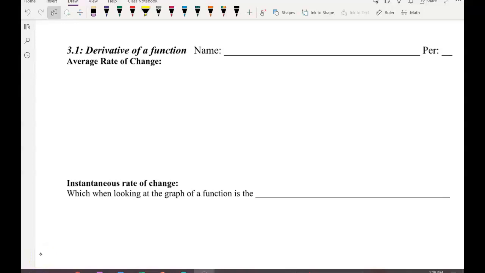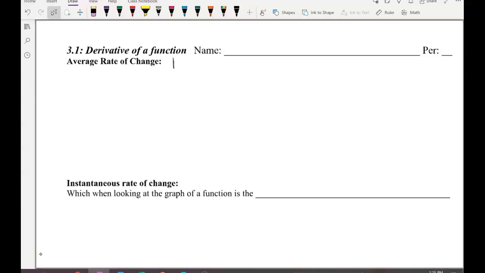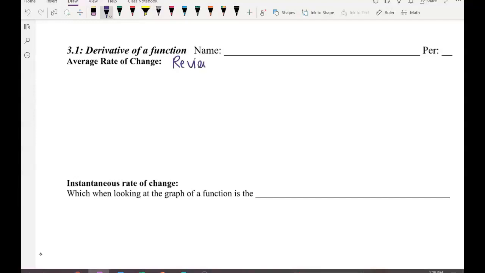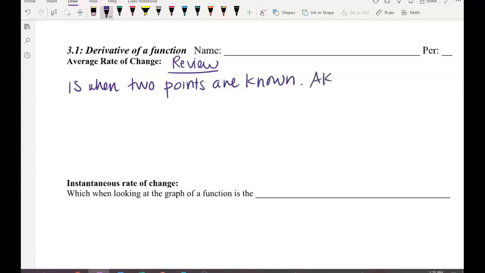So 3.1 says derivative of a function. Our first definition is the average rate of change. This is indeed a review of last unit, okay? The average rate of change is when 2 points are known. Now, if you remember last unit, this was also thought of as the slope of a secant line.